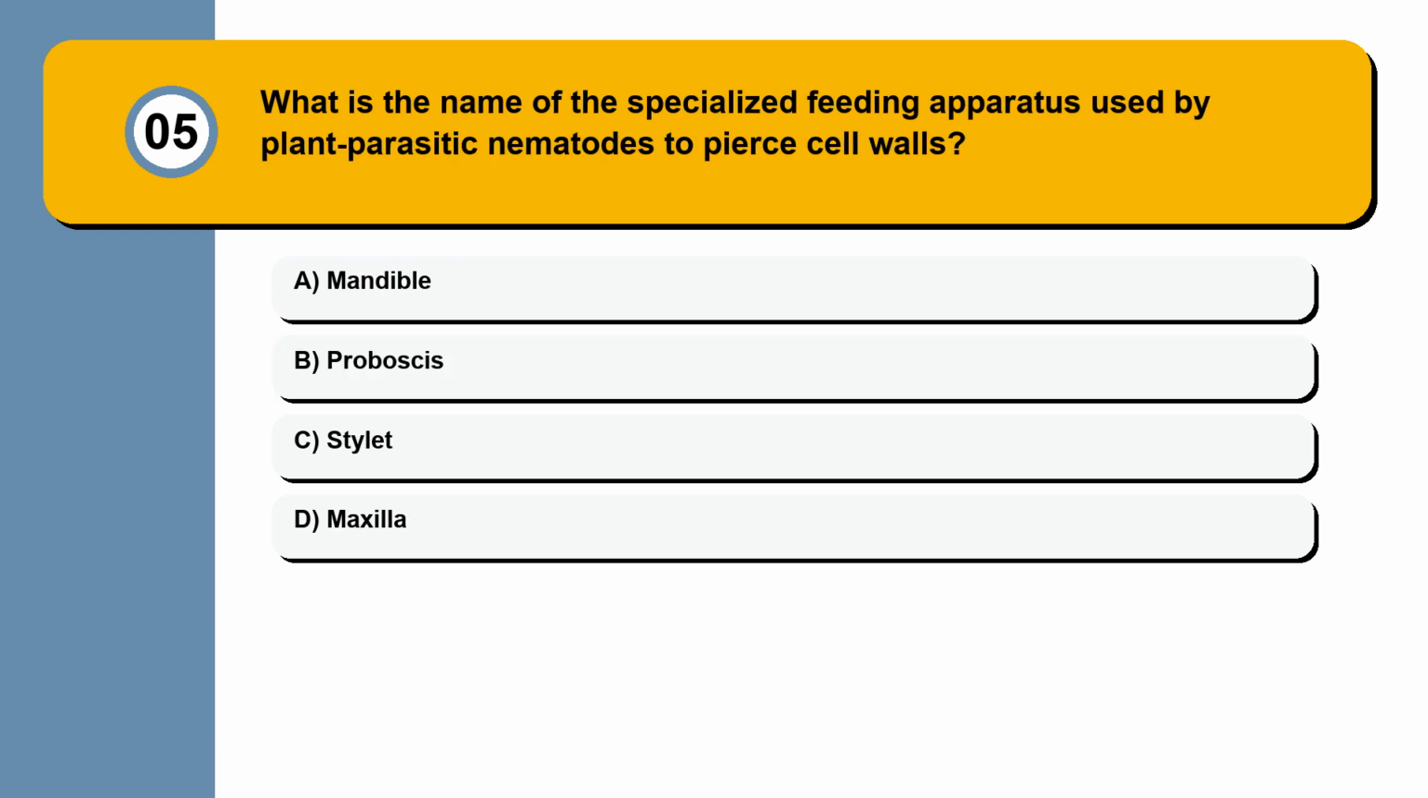Question 5. What is the name of the specialized feeding apparatus used by plant-parasitic nematodes to pierce cell walls? Mandible, proboscis, stylet, maxilla.